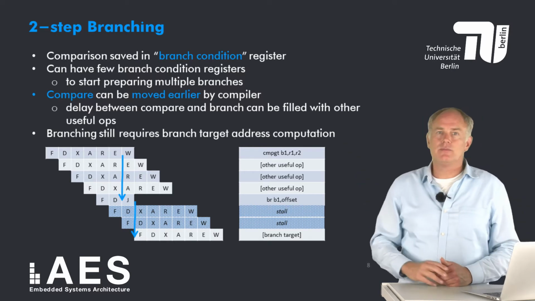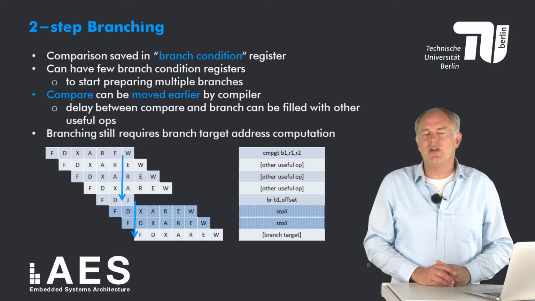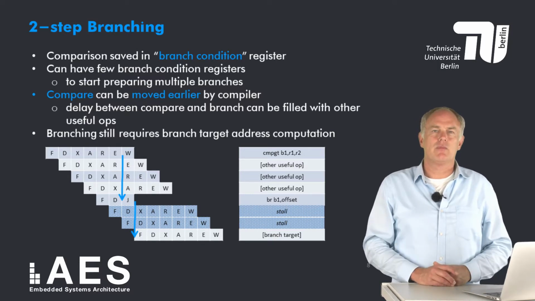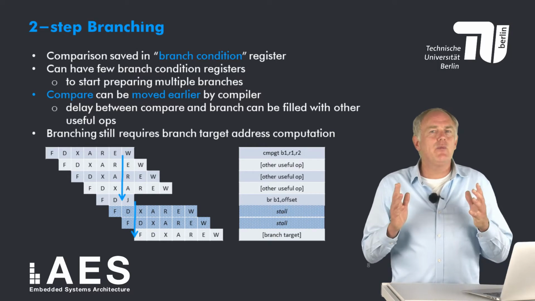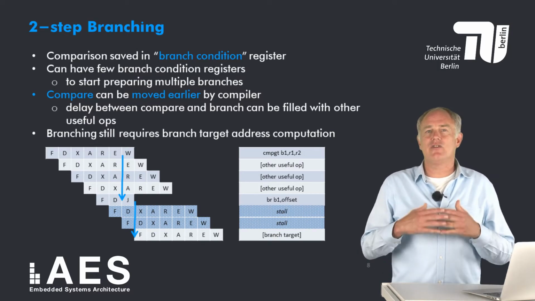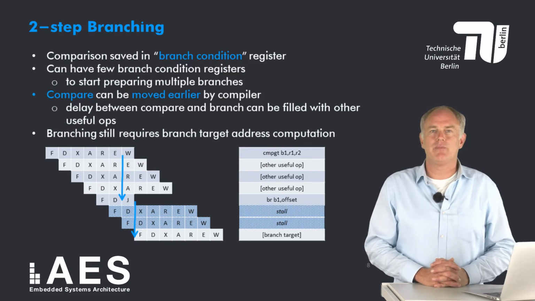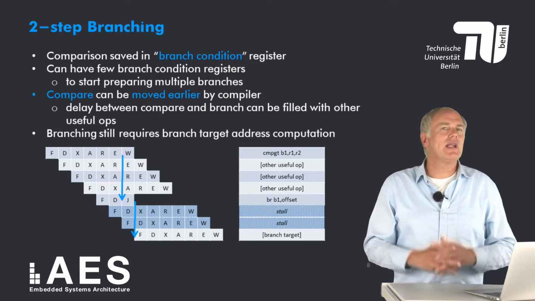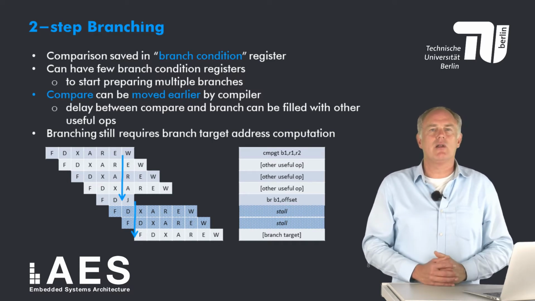Here's an example. We store the comparison result into a branch condition register called B1. As the result is not available until the 4th cycle, we need to schedule 3 useful operations. And then we have the branch itself. It branches not on the condition, but on the branch condition register B1. B1 can be loaded in the 3rd cycle, so we have a 2-cycle loss instead of 5 cycles.